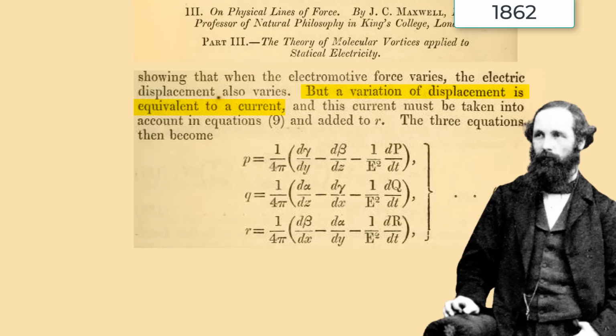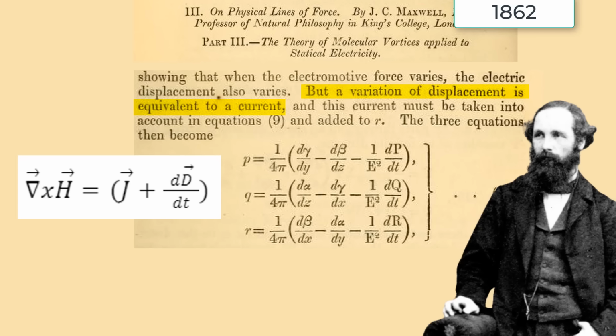Then starting in 1862, Maxwell came up with this idea that there could be another reason that the magnetic field could curl, and not just around moving charges. He thought it could also curl if there was a changing electric field. His logic was that the displacement field D polarizes the molecules in the ether. So Maxwell boldly declared that a variation of displacement is equivalent to a current. That is how Maxwell derived Ampere's law with Maxwell's addition to be: the curl of H is J plus dD/dt.